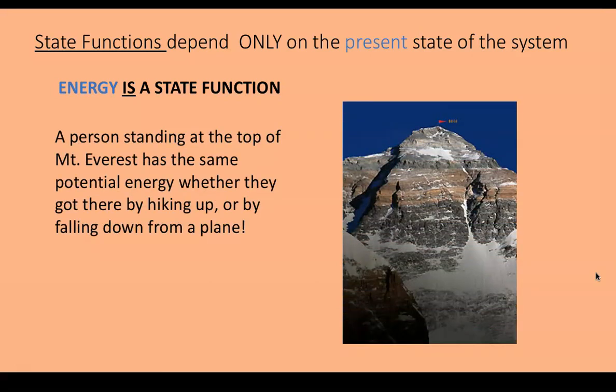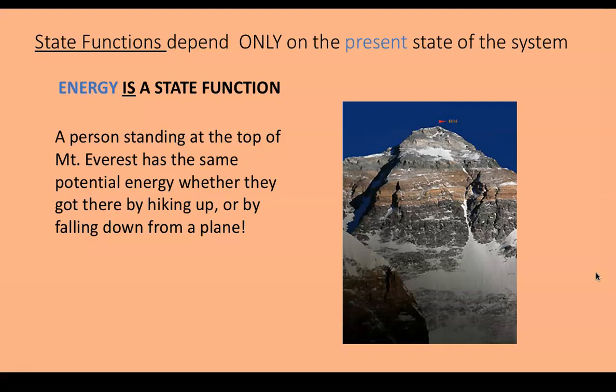So, a person standing at the top of Mount Everest has the same potential energy whether they hiked up there or got into a plane and then skydived. So, if you think about it, both people started on the ground, and then one took forever and hiked to the top of Mount Everest. Their starting was the ground, and their ending was the top of Mount Everest, 28,028 feet, so to speak.